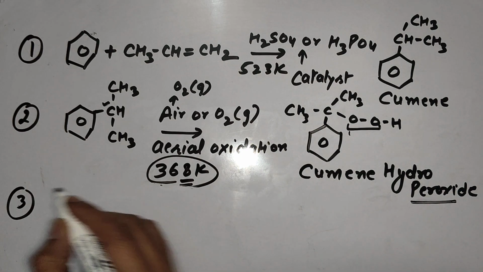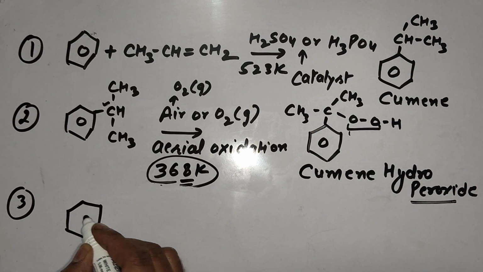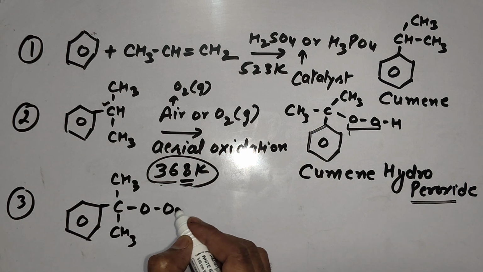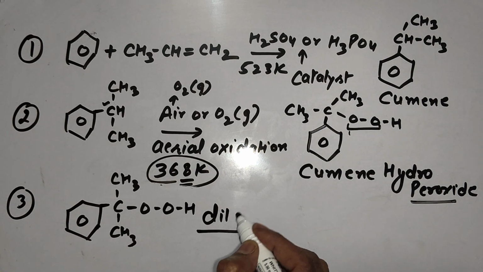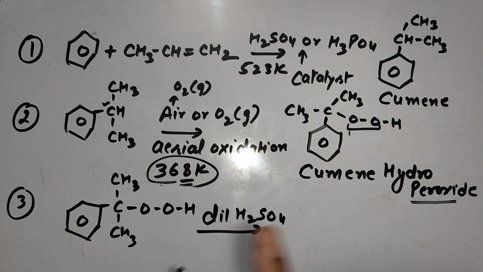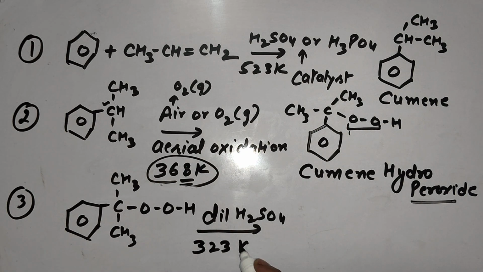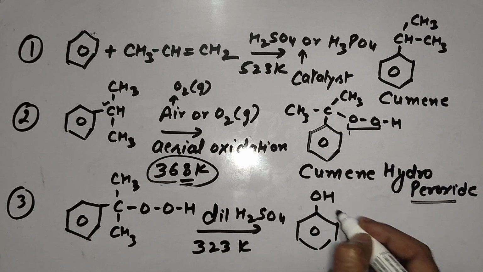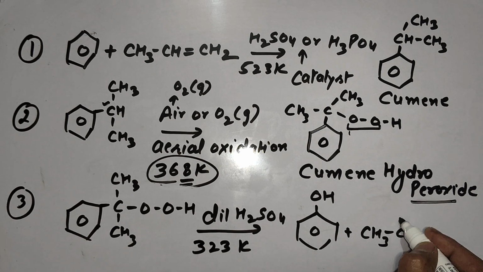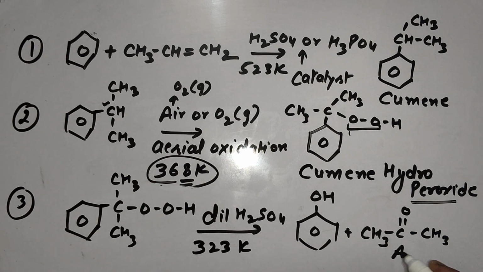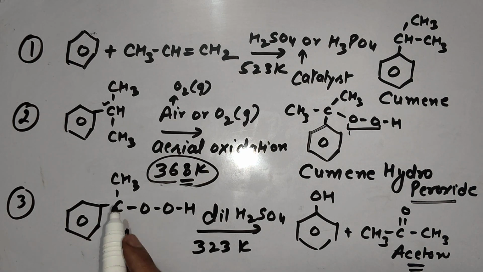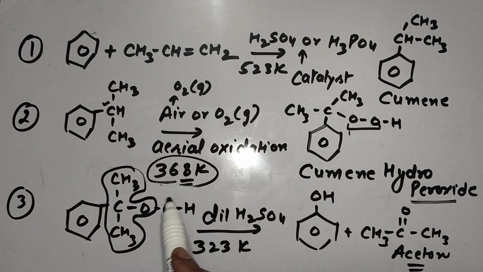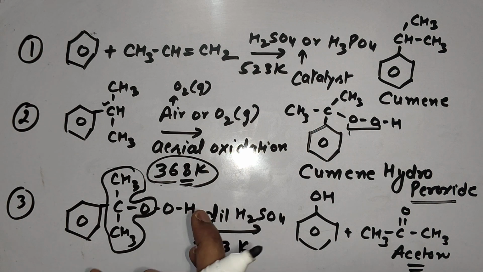Now in the third step, in this cumene hydroperoxide which is generated over here, we will add dilute sulfuric acid, means we will do acidification, and we will heat it to 323 Kelvin temperature. After this heat, finally we will get phenol and the same amount of acetone will generate. This part will become acetone, and this OH will be joined with the benzene ring. Not exactly this OH.